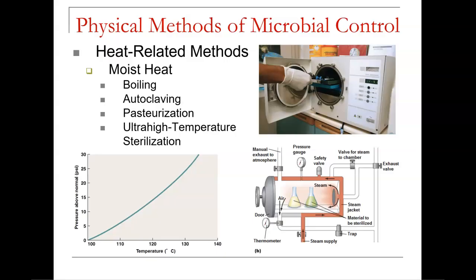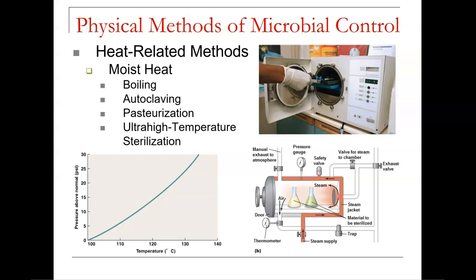You have the flash method. That's where you go to 72 degrees Celsius or 162 degrees Fahrenheit for 15 seconds. And you have what's called the ultra high temperature method. You go to 134 degrees Celsius or 273 Fahrenheit for 1 second.